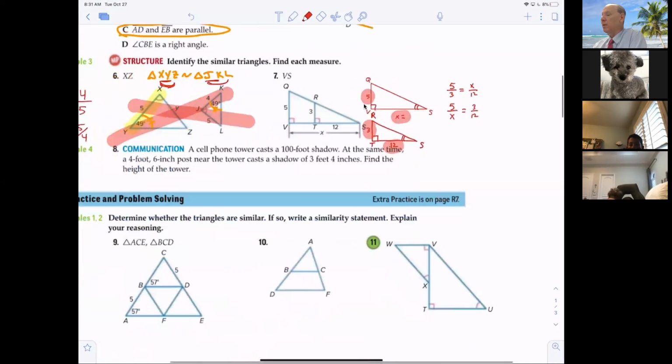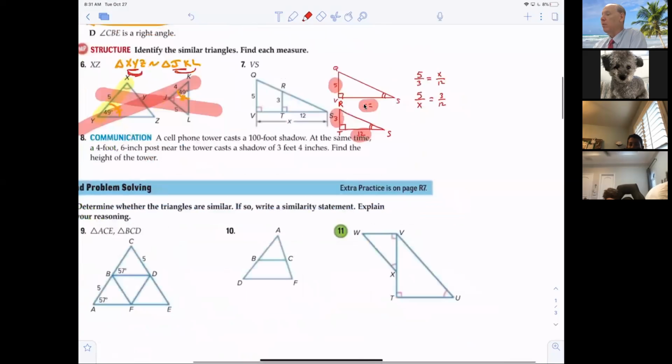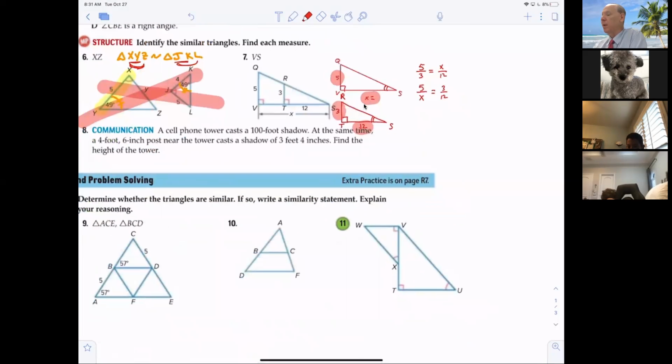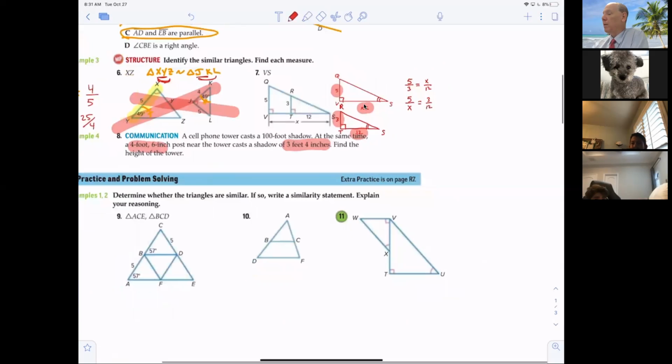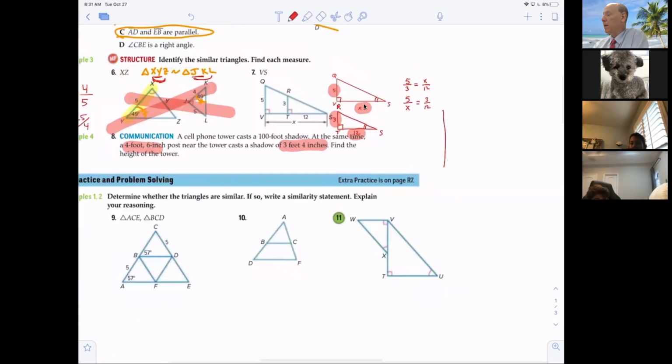All right, so number 8, a cell phone tower casts a 100-foot shadow. At the same time, a 4-foot 6-inch post near the tower casts a 3-foot. Well, that's kind of silly because we have to convert them to just what? Feet. All right, so if you want, you can say something like, here is my tower that's 100 feet and it casts a what? Shadow. Now, I know this is going to sound really silly, but the shadow is where? On the ground.